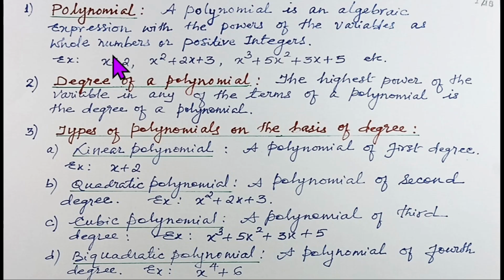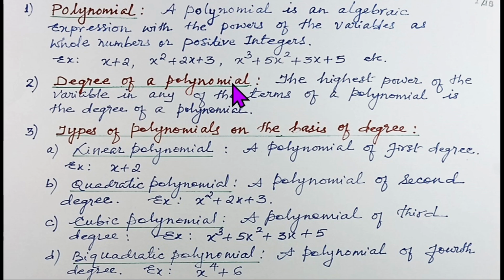The power of x is 1, which is a whole number, and x square plus 2x plus 3 is also a polynomial because the powers are whole numbers, and this is also a polynomial because the powers of the variables are integers or whole numbers. So remember the definition of polynomial.